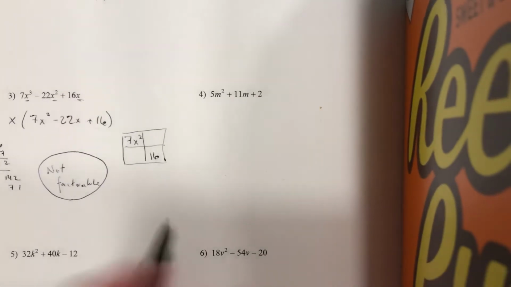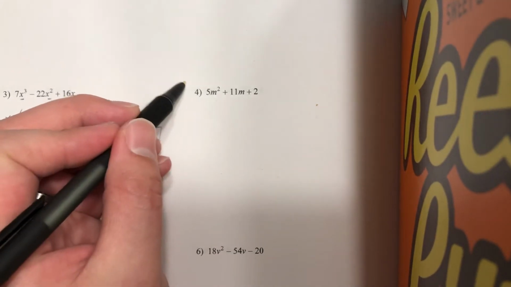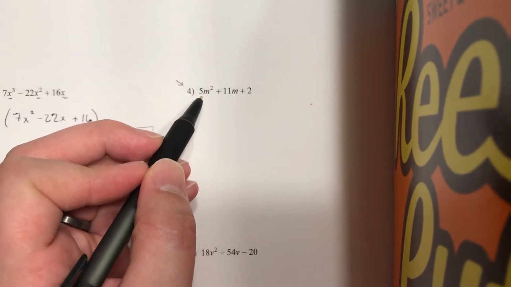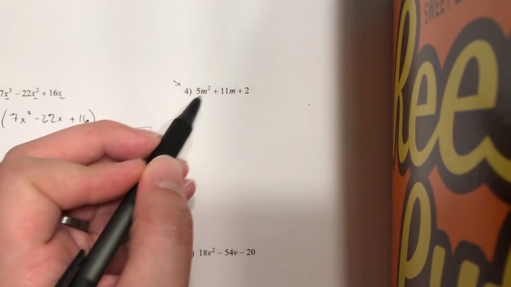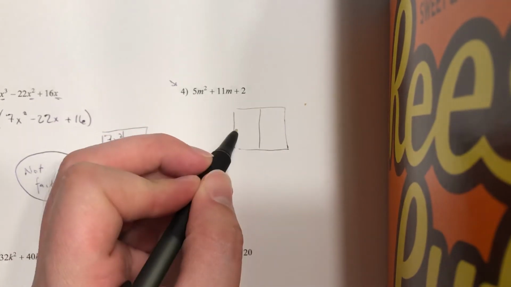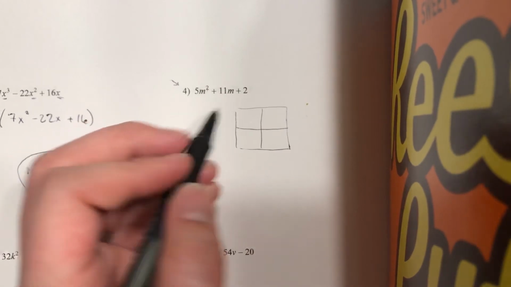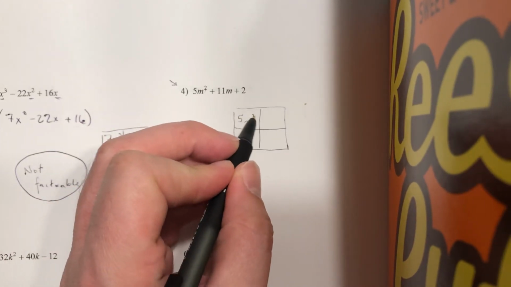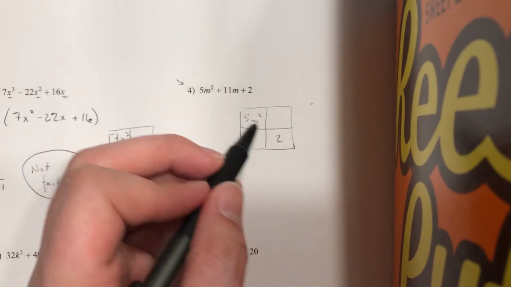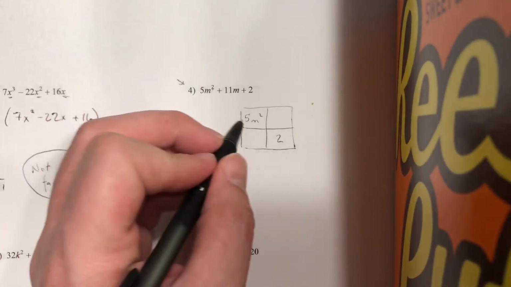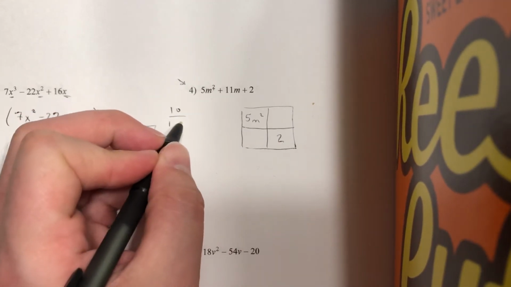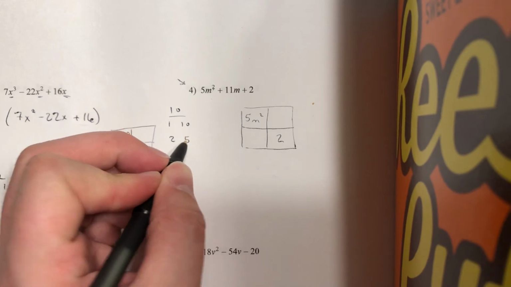So let's look at a question where we actually do use the box method, number 4. So I recognize I have to use the box method here because my leading term again is not 1, it's 5. So I'll draw my box, fill in the information. First term goes in the first box cell, 5m squared. Last term, which is the 2, goes in the last cell. And I take those two numbers and I multiply them to get a larger number. 5 times 2 is 10. So I got to take 10 and break it down. 1 and 10, 2 and 5.